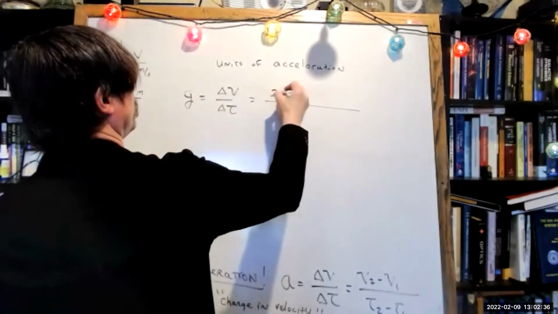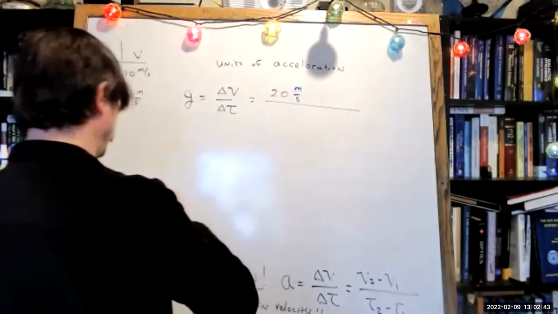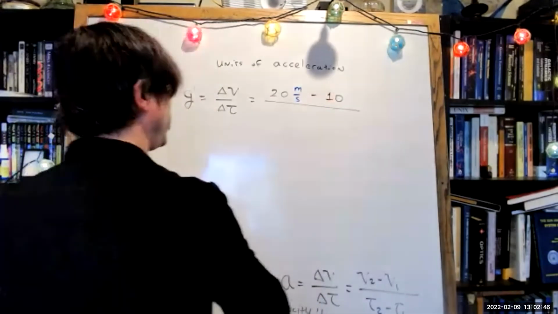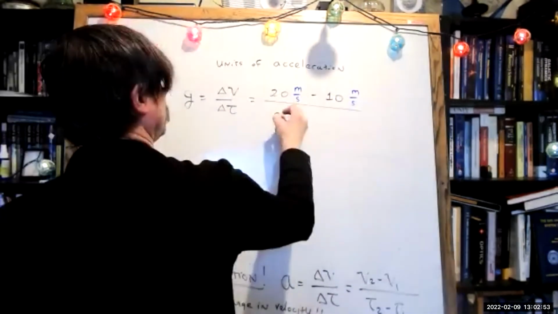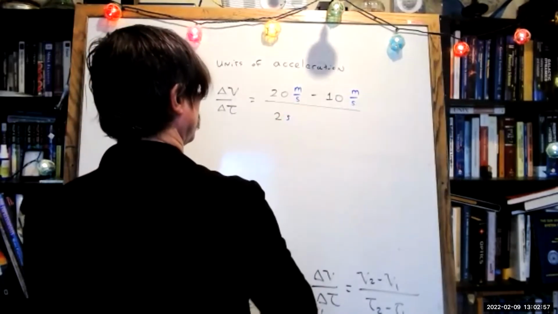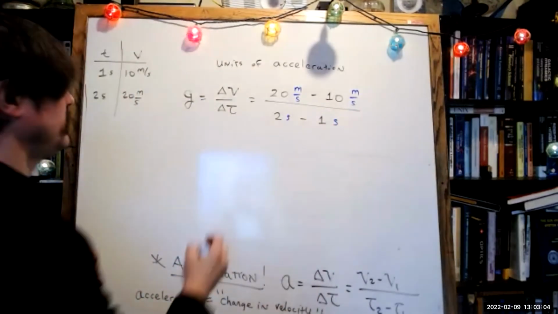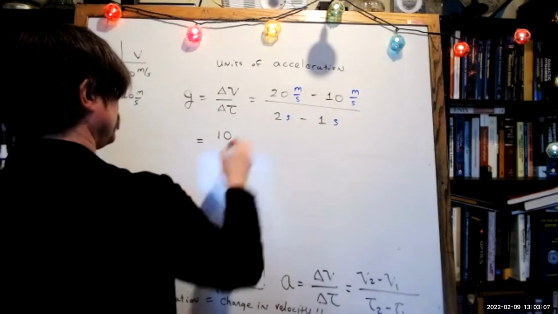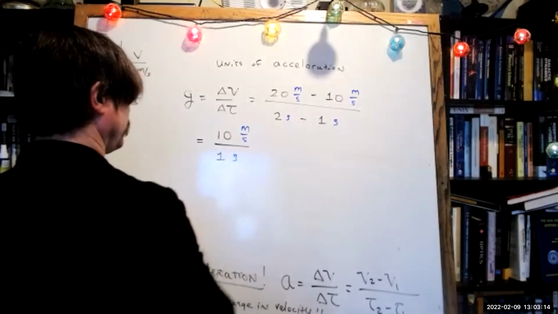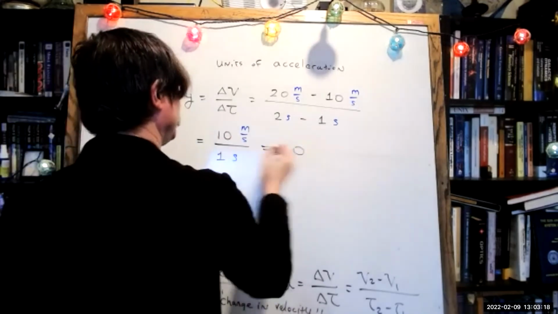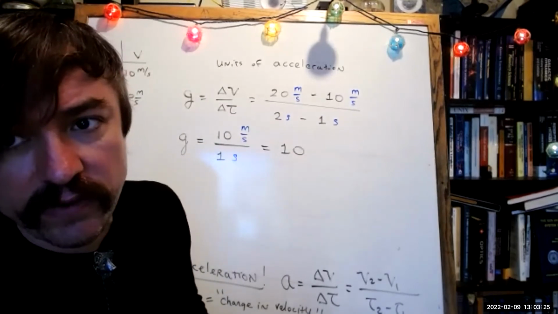We have 20, here I'll use blue for units, meters per second minus 10 meters per second, right? Over 2 seconds minus 1 second. 20 minus 10 is 10 meters per second. 2 minus 1 is 1 second. And 10 divided by 1 gives us 10. Now, Josh knows, and Ethan knows. Daniel, do you know what the units should be here?